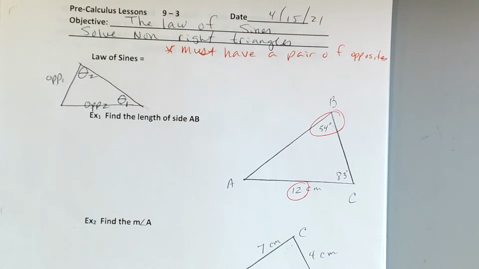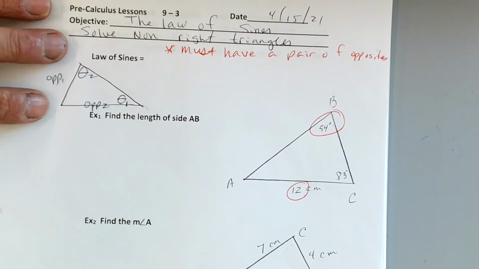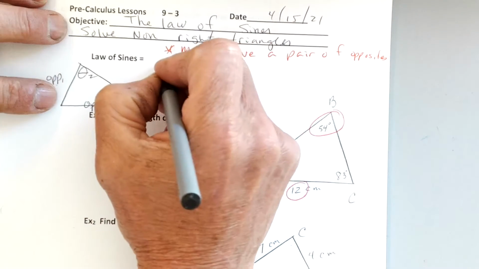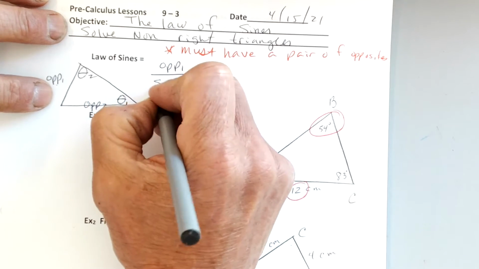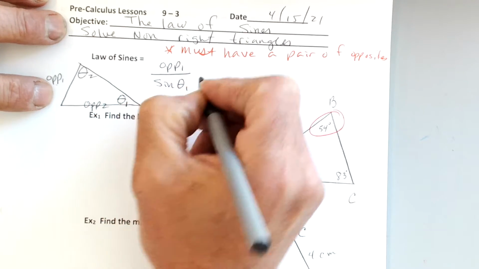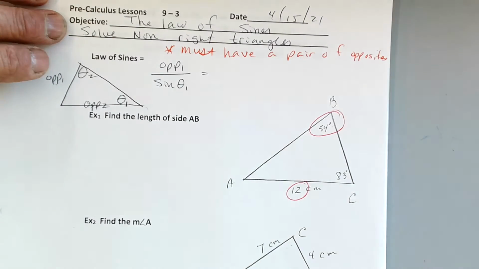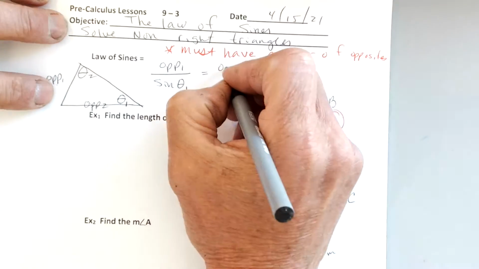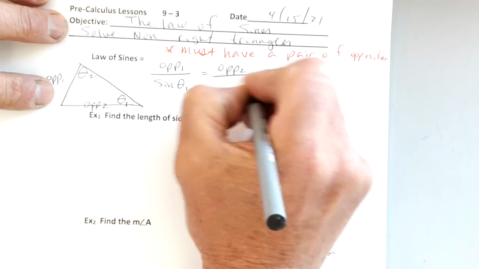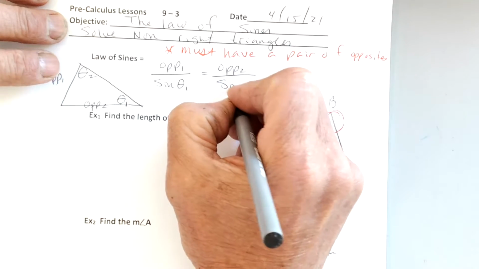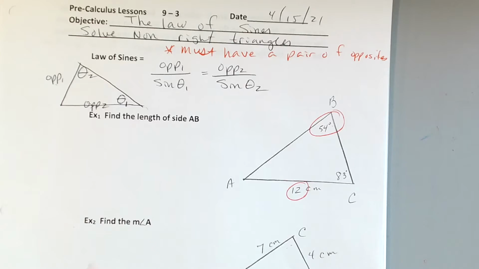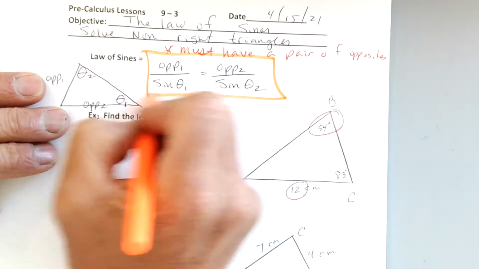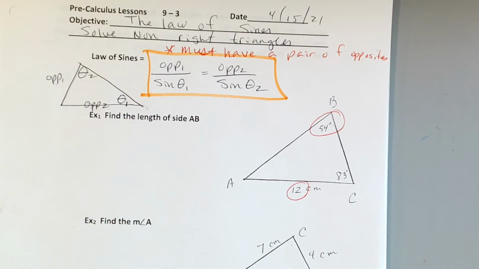How does the formula work? Well, it is going to be opposite 1 over sine of theta 1 equals opposite 2 over the sine of theta 2. That is the formula. Super easy, isn't it? That's just this little formula here that will actually solve for non-right triangles, okay?